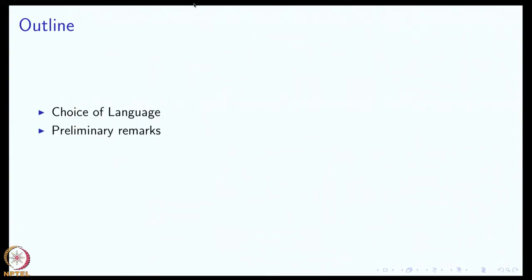So, here is going to be the outline. First, we will talk about choosing the language. Then I will make some preliminary remarks. Then we will talk about the course content. By this, I mean what we are going to cover in the course, what outcomes we expect, what skills we expect to impart. So, we are going to take a long look and write these things down.